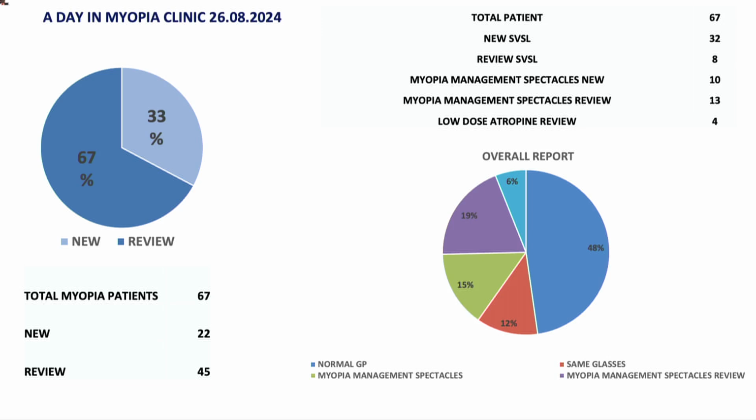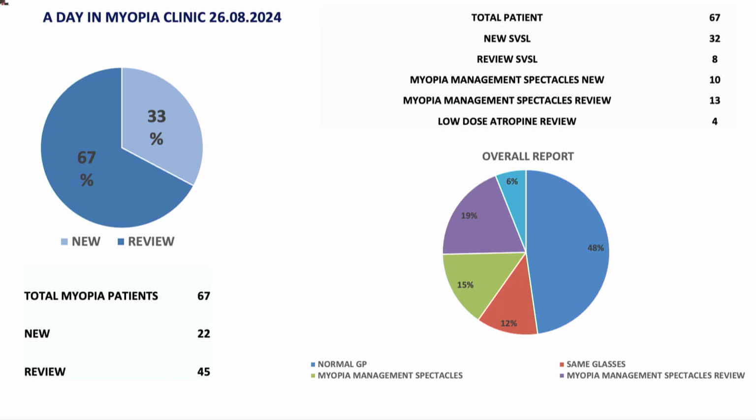So this is just one simple example of one day in myopia clinic in 2024. I had made this slide. So that particular day we had seen 67 patients in our myopia clinic, where 32 of them had brought single vision glasses newly, 8 of them were on review, and 10 of them bought myopia control glasses new. We have not yet started contact lens options or orthokeratology in our clinic, and low dose atropine review was 4.